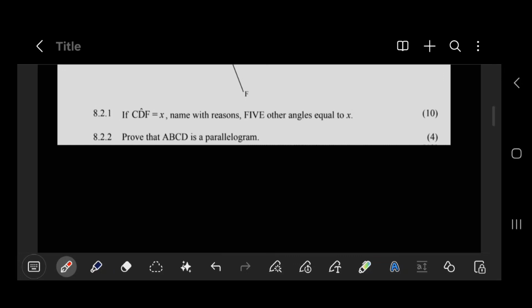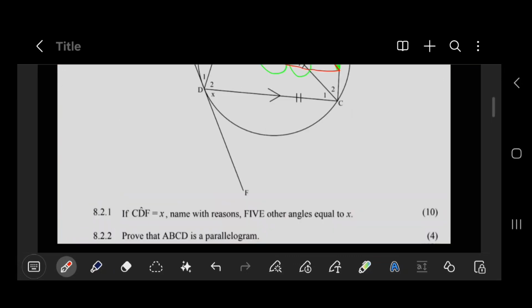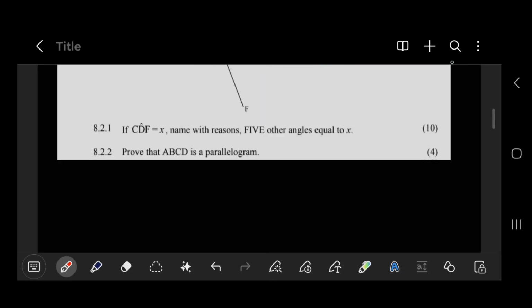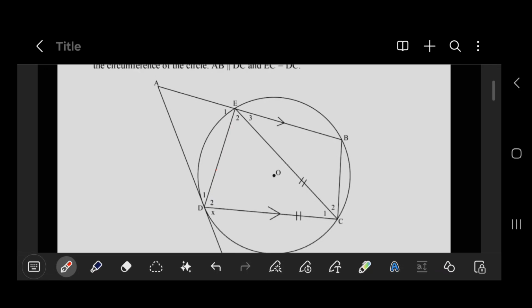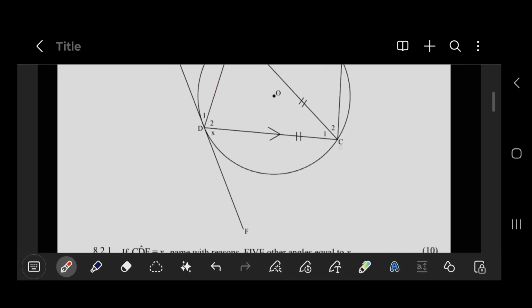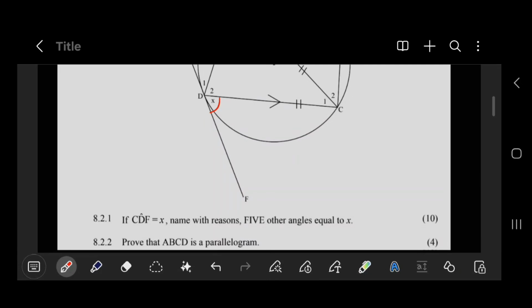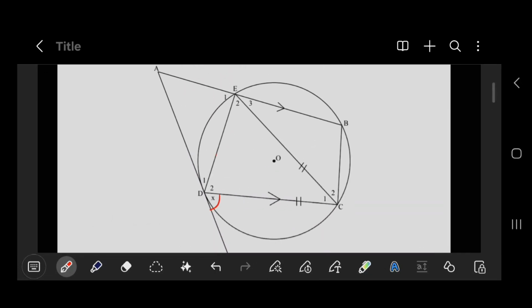The first question we have says, if CDF is equal to X. So they mention angle CDF as X. Let's find that first. Following on the diagram, CDF is actually given to us. Here we have it, CDF as X. Name with reasons 5 other angles equal to X. Now this is a good 10-mark question. You need to give them 5 angles, which would be 5 marks, and their accompanying reasons would be the other 5 marks. So here's what we have to start off with.